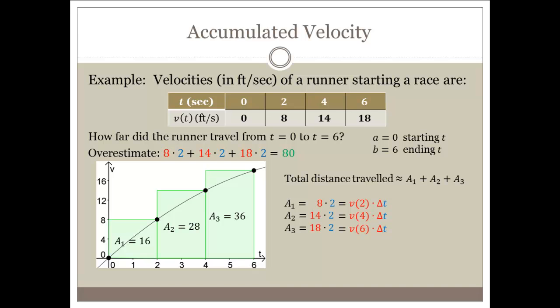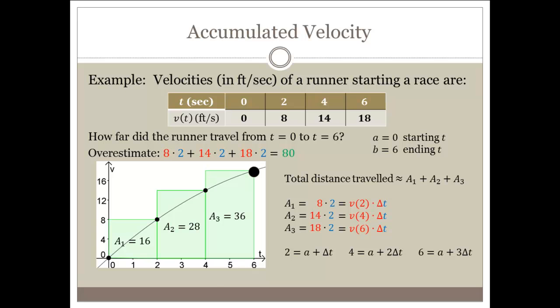So what's the significance of the times 2, 4, and 6? 2 is our starting point A, which is 0 in this case, plus delta t, which is 2. 4 is our starting point A, plus 2 times delta t. And 6 is our starting point A, plus 3 times delta t.